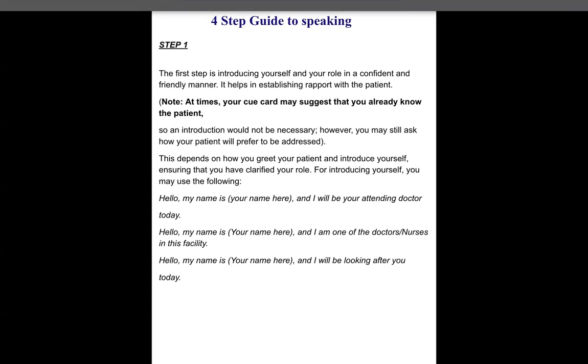Okay. So the first step is introducing yourself and your role in a confident and friendly manner. It helps in establishing a rapport with the patient. But at times, your cue card may suggest that you already know the patient. Before, in the previous slide, the setting was at a GP practice. But it could be in a hospital ward as well. If it's in a hospital ward, you already know the patient, maybe, or it could be the patient's follow-up. You're in the GP clinic and they would say that the patient is following up. So you already know the patient.